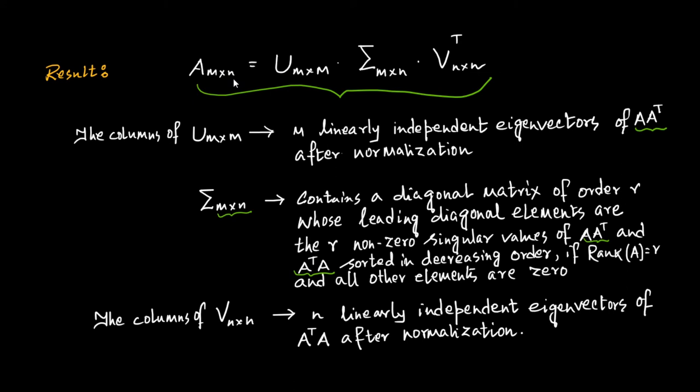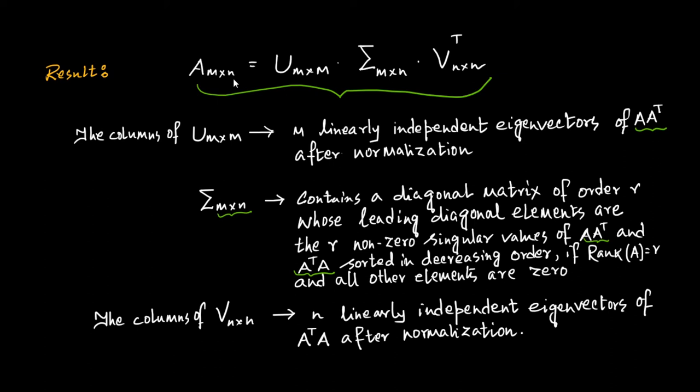So, I'm again repeating, the sigma will contain a diagonal matrix, because sigma is a rectangular matrix of size m by n if m and n are distinct. But the sigma will contain a diagonal matrix whose leading diagonal elements will be the non-zero singular values of A A transpose and A transpose A. Singular values means, I'm again reminding you, the square root of the eigenvalues. And you know that A A transpose and A transpose A will have the same non-zero eigenvalues.